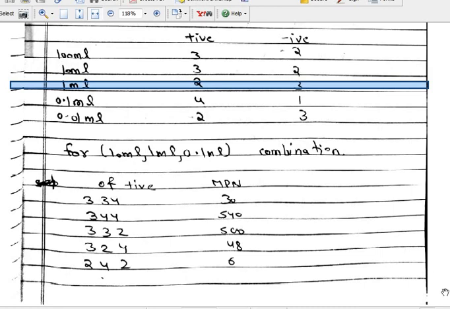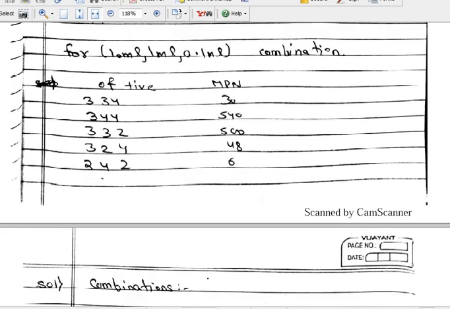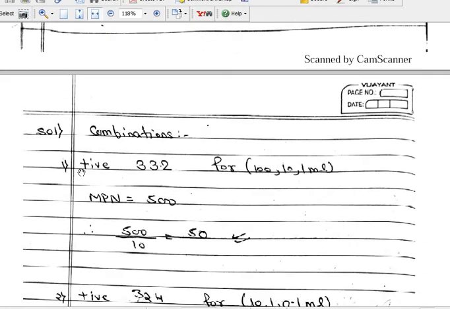Okay, so if you take this 100, 10 and 1, then our ambient value will be, see, for 332 when we take 100, 10 and 1, that ambient is 500, but we have taken a 10 times stronger solution as compared to 10, 1 and 0.1. So that is why we will divide it by 10. So ultimately we have got how much? It is 50.